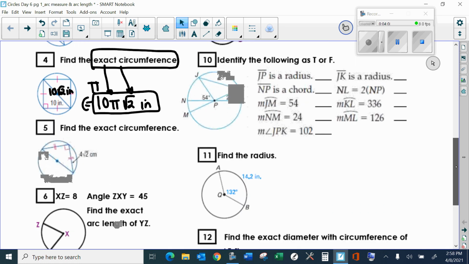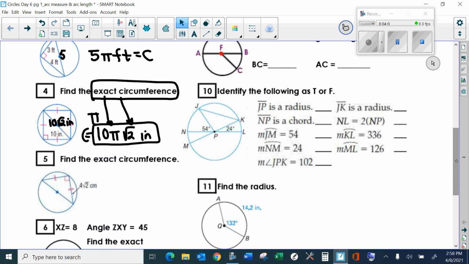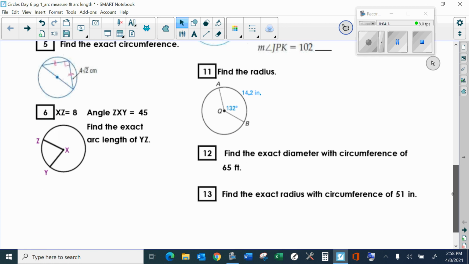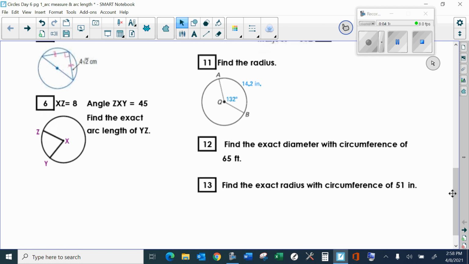All right. Here, this is just testing some of your vocab at the front and stuff we've already done above. Okay. Exact circumference again. Again, I see I'm an isosceles right triangle, so I multiply the side by the square root of 2 to get the hypotenuse. XZ is 8, so that's the radius. Angle ZXY is 45. Find the exact arc length of YZ.